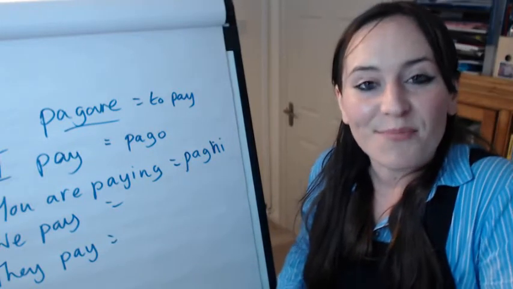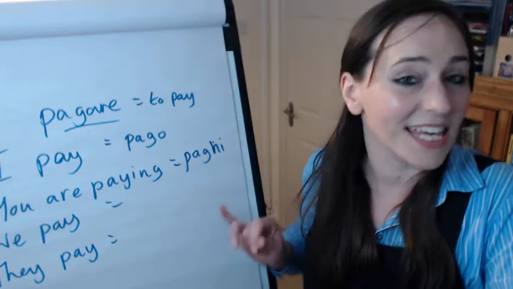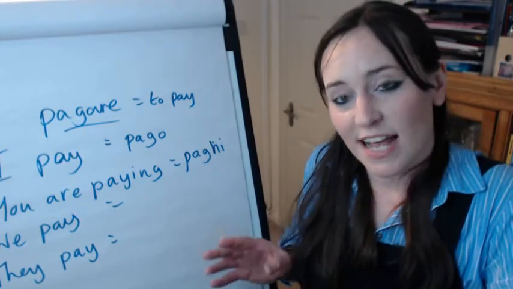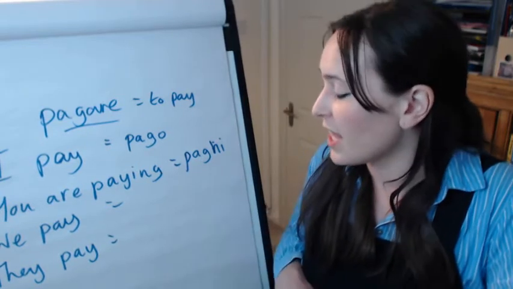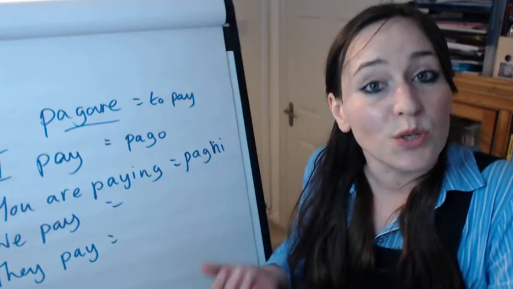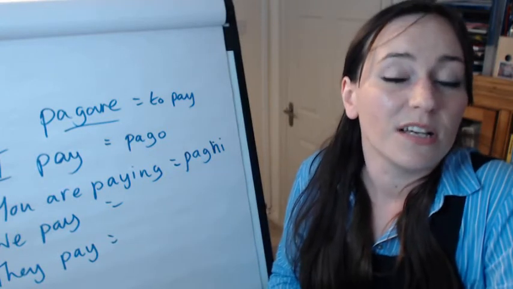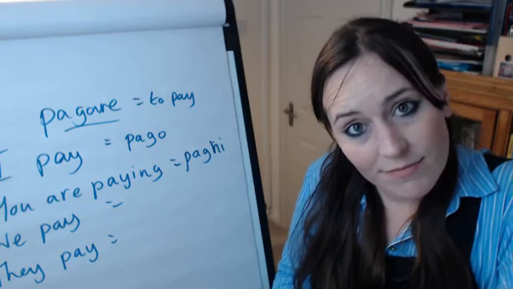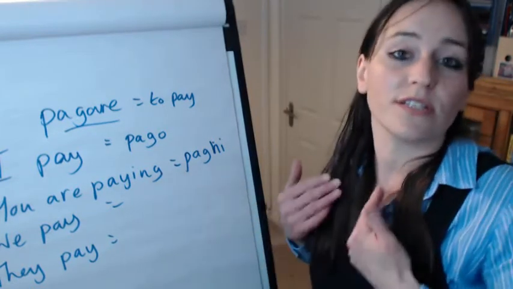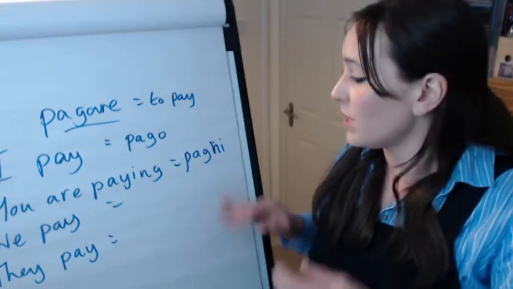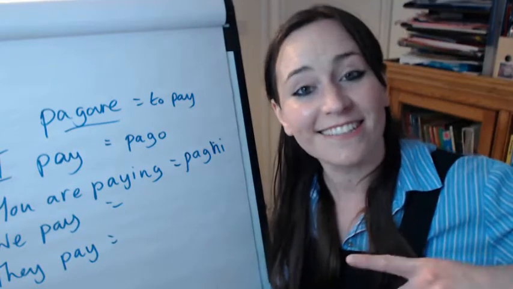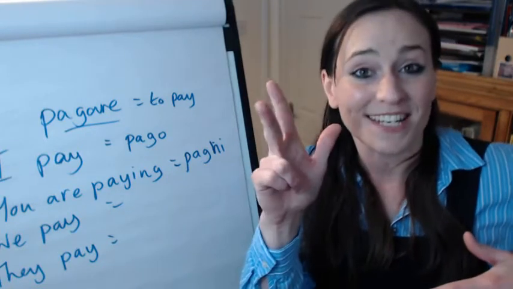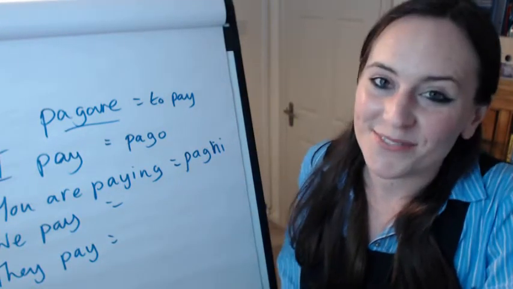Pago. I pay, I'm paying. Paghi, with an extra H after the G to keep that G sound. That happens in Italian. We're going to see it in a minute with this one. Can mean you are paying, as in the tu form, informal singular tu. Or it can mean you pay. So it can be this present continuous or just the simple present tense. But in any case, it's just one word in Italian. In English, it's at least two and possibly three. So quite easy when you get used to it.